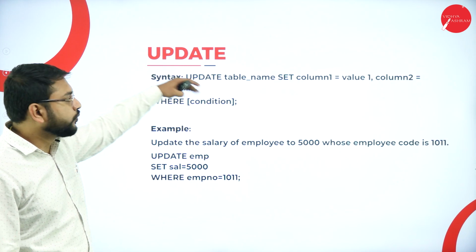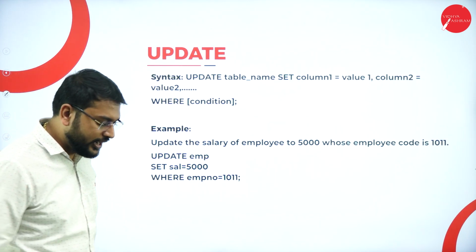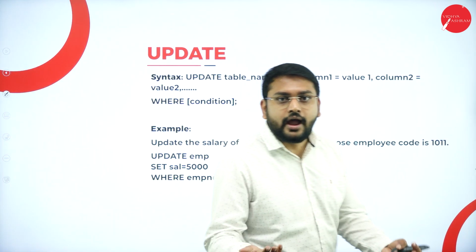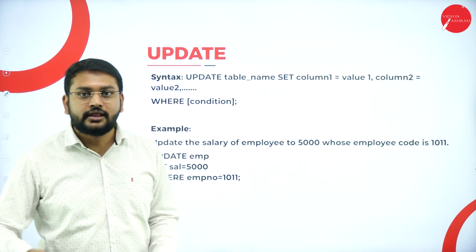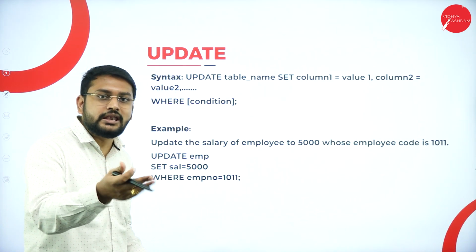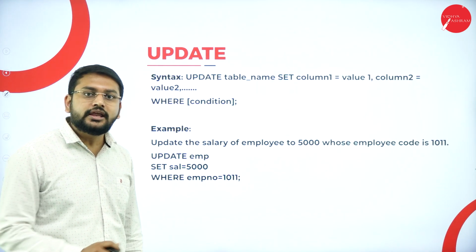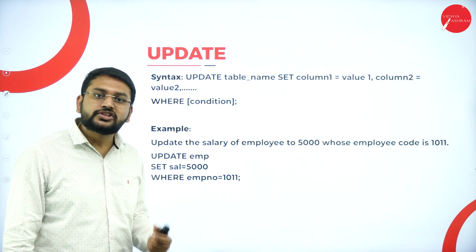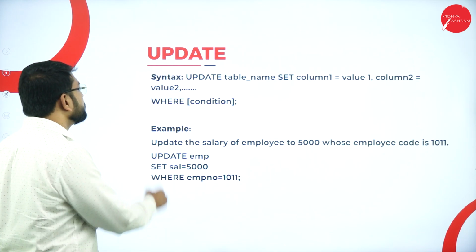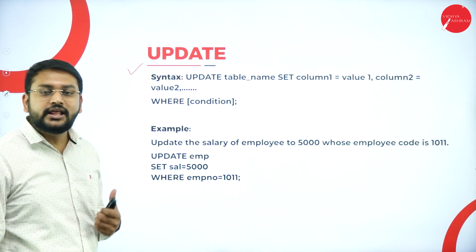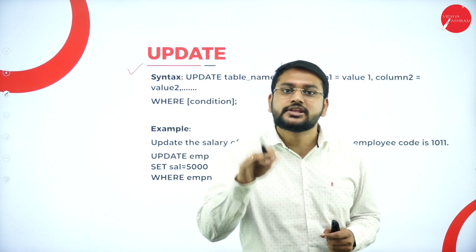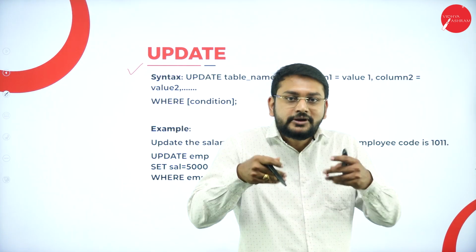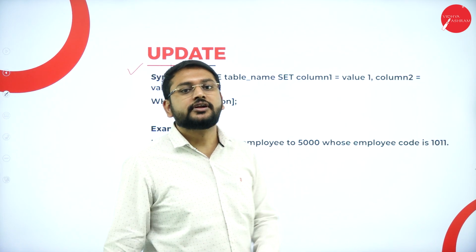Moving forward to the next one. I have inserted the data, but I have made a mistake. Instead of inserting the name as Ravi, I have entered it as Raju. I need to change it. How do I change it? I have the option called update. With the help of the update command, I will be able to update the details that I have in the table.